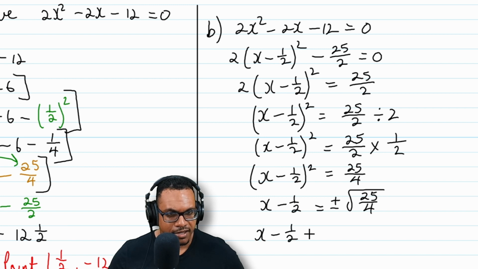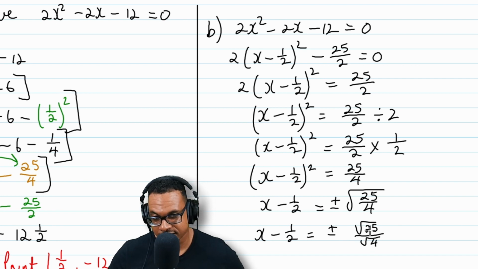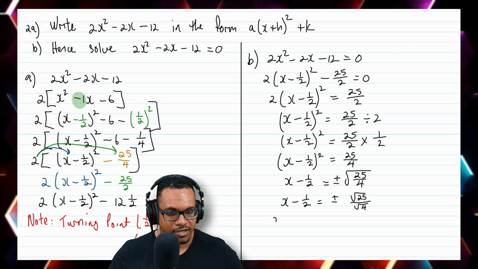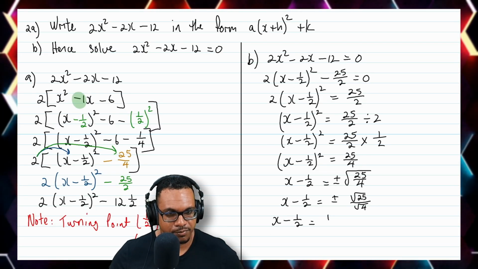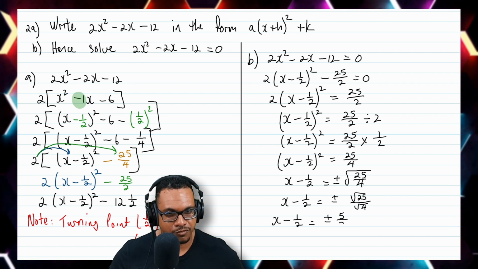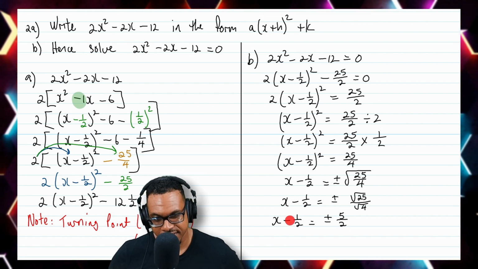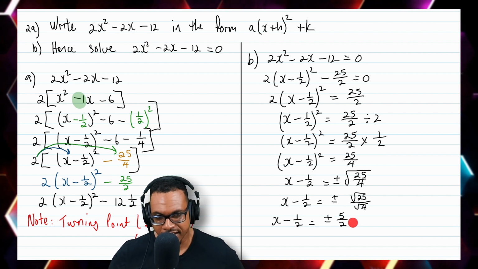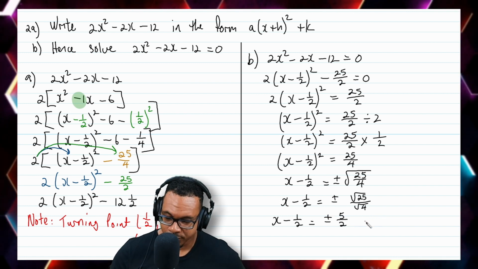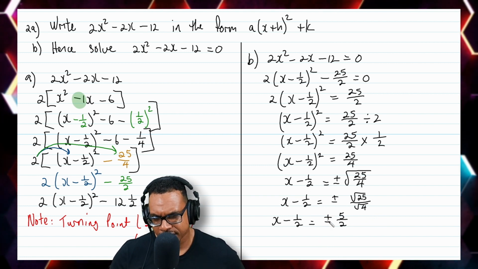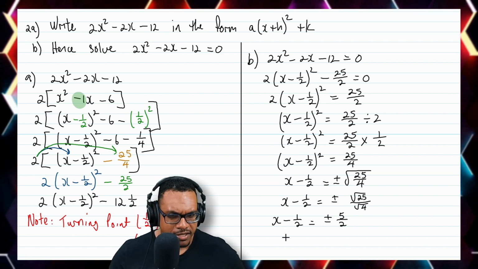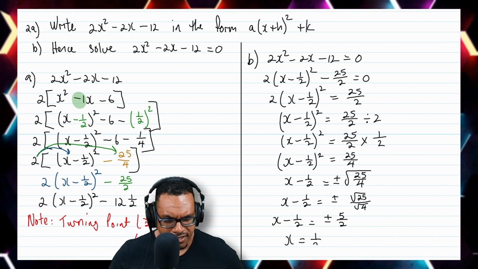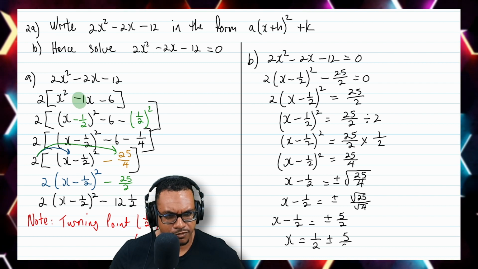x take away a half is equal to plus or minus the square root of 25 over the square root of 4. And the square root of 25 is 5, and the square root of 4 is 2. So you're going to have x take away a half is equal to plus or minus 5 over 2. So now what I'm going to do is transfer the negative half across the equal sign. I'm going to turn it to positive a half. Yes, you can write the positive a half after the plus or minus 5 over 2, but it looks better when you put it in front. So I'm going to have x is equal to positive a half plus or minus 5 over 2.